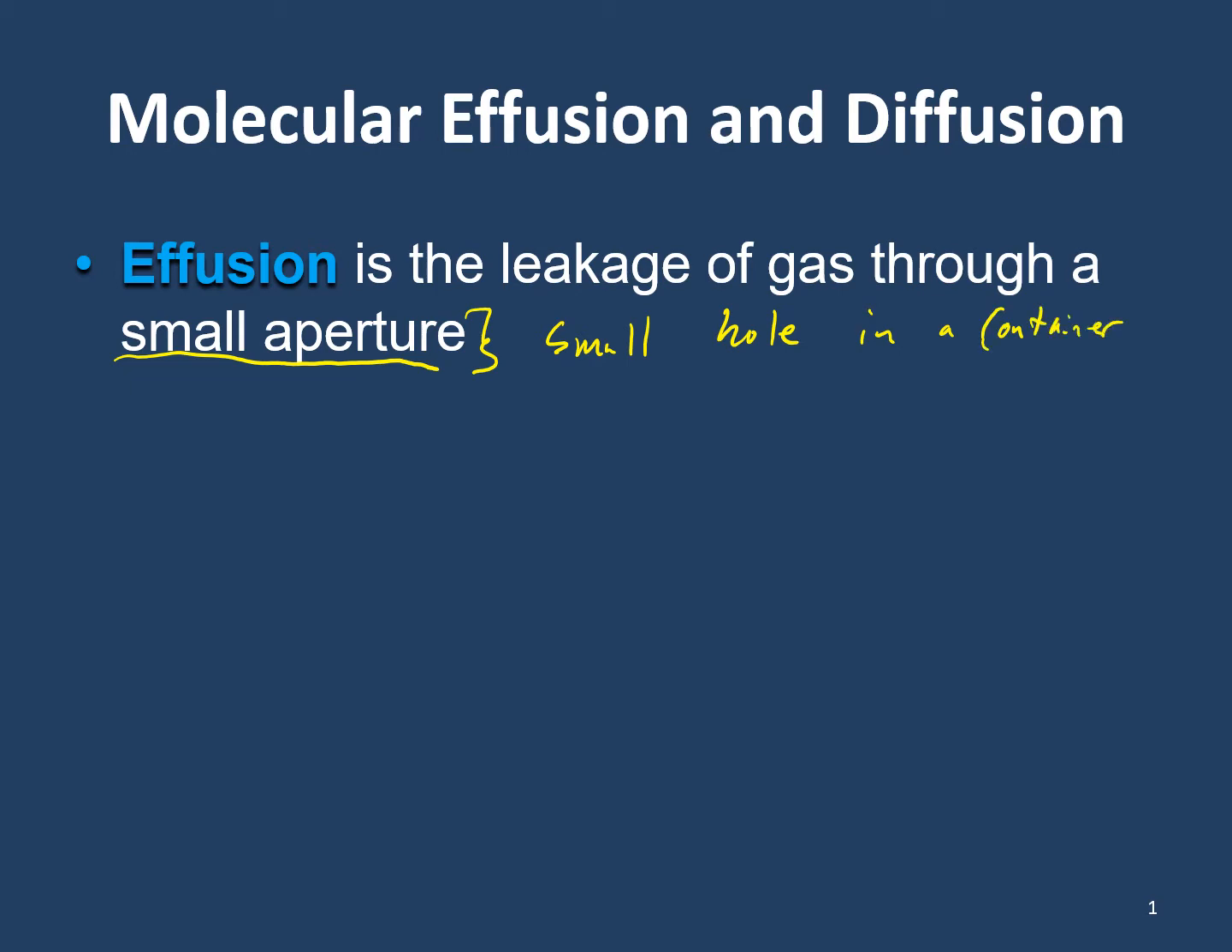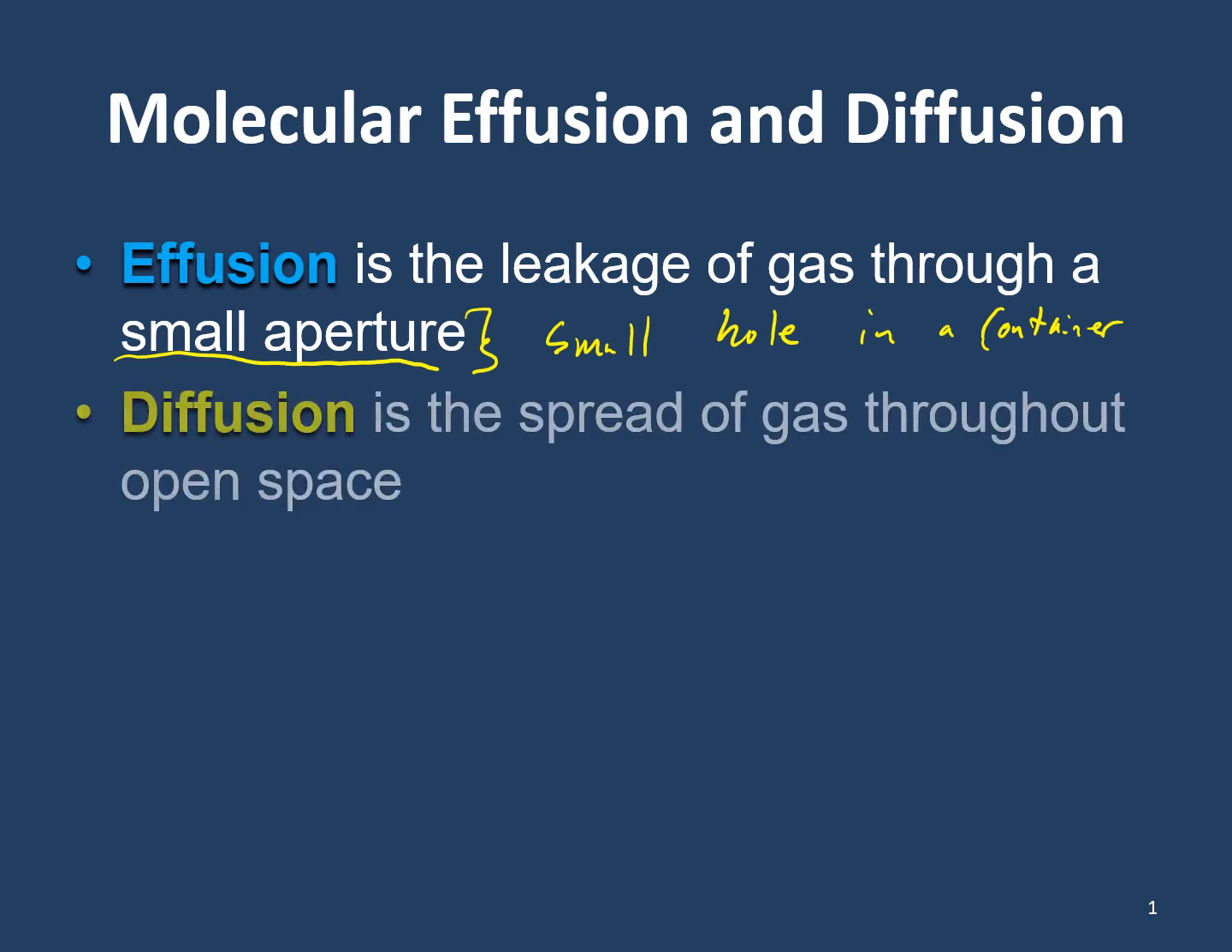Right? So, an aperture is just a small hole. You might have seen the word aperture if you're really into really good cameras. You can change the size of the hole for your light detector on your DSLR camera. But it's basically just a small hole in a container. Now, diffusion is similar to effusion, but it's not quite the same. It's actually the spread of a gas throughout an open space.